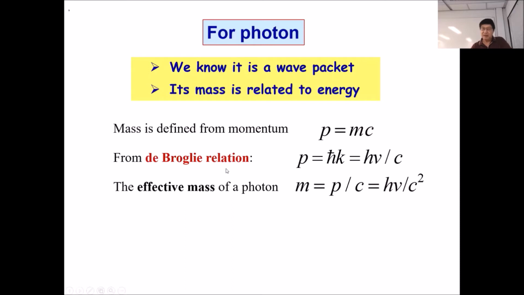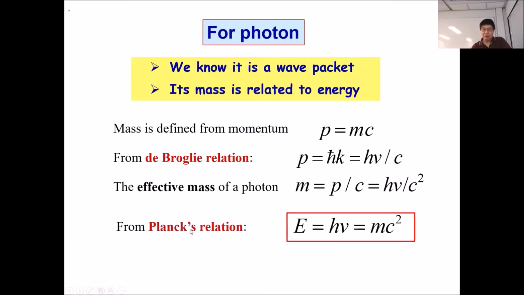Now from the de Broglie relation, we know p equals h bar times k. H bar is the Planck's constant, k is the wave vector. The wave vector is equal to what? Equal to 2 pi over lambda, and is equal to the frequency divided by the speed. So therefore the effective mass is the momentum divided by the velocity, which is c, so it's equal to h nu over c squared. But then, from the Planck relation, we know h nu equals E. E is the energy of the photon. So now m is equal to E over c squared, or E is equal to mc squared.